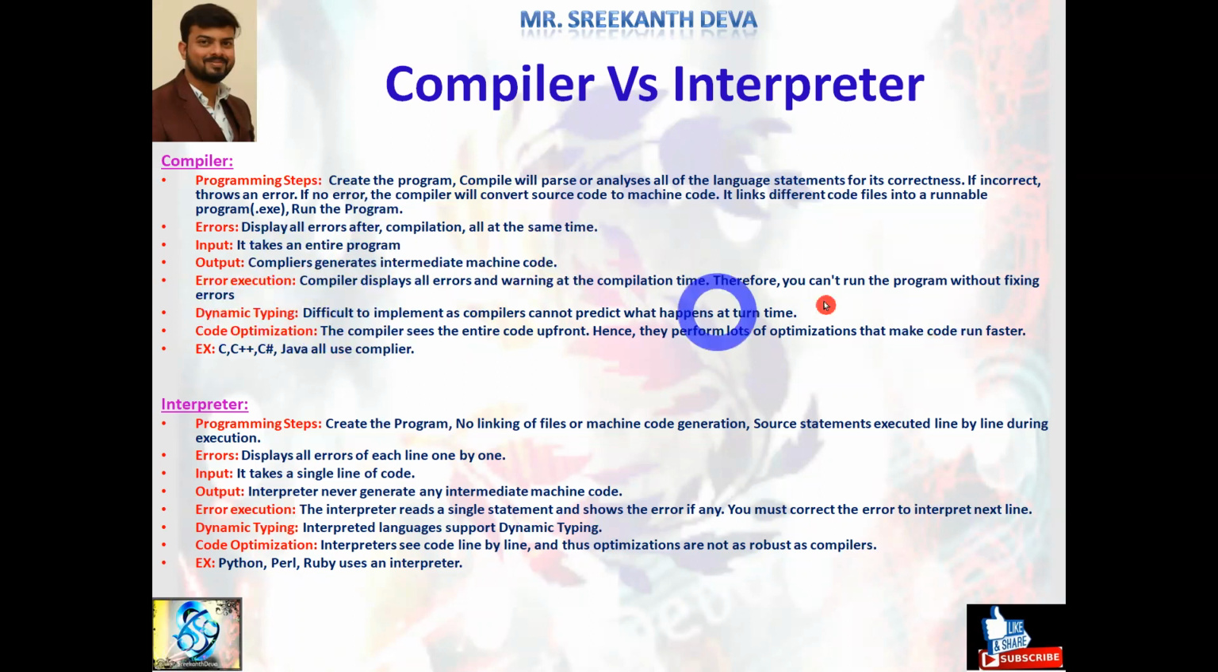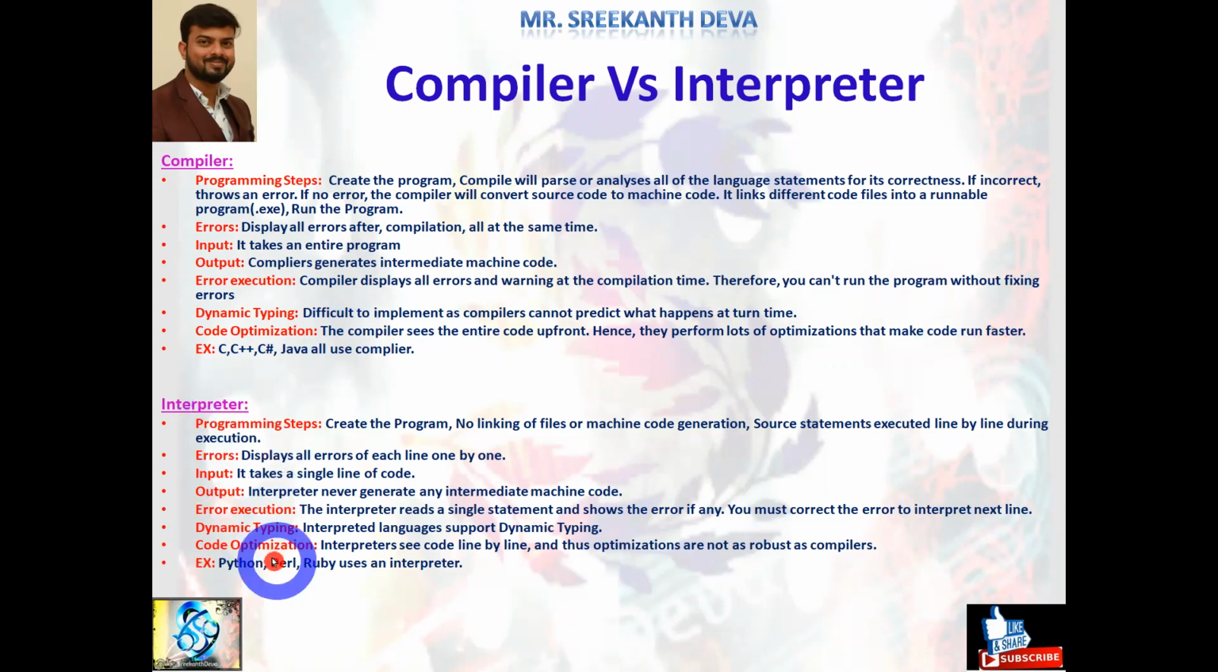The compiler does not have any idea about the runtime; it consists only of fixed, static values. On code optimization, the compiler sees the entire code up front, hence it performs lots of optimization that makes code run faster. Why? Because the entire code is loaded and optimized, it provides a faster runtime environment.